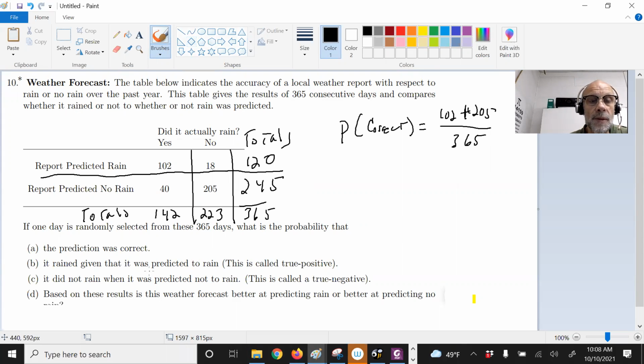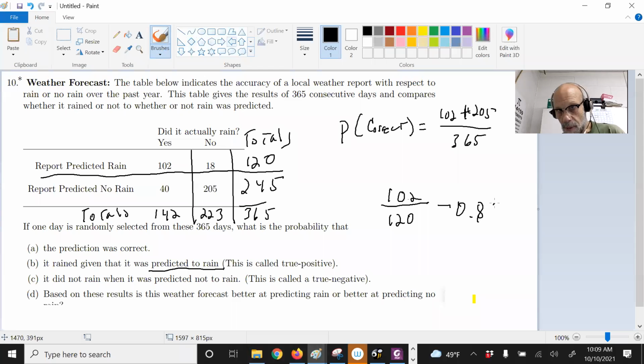So I'm doing this underlining. Predicted to rain: the report predicted there was going to be rain 120 times. And how many times did it rain when it was predicted? Well, 102 times. So we can crunch that in here. I think a decimal might be more useful. Why did I write 120? Should be 102, shouldn't it? A little dyslexia going on here, or at least just being an old fart. I don't know. 102. There we go. So 102 divided by 120 is 0.85. So there's an 85% probability that it rained given that it was predicted to rain.